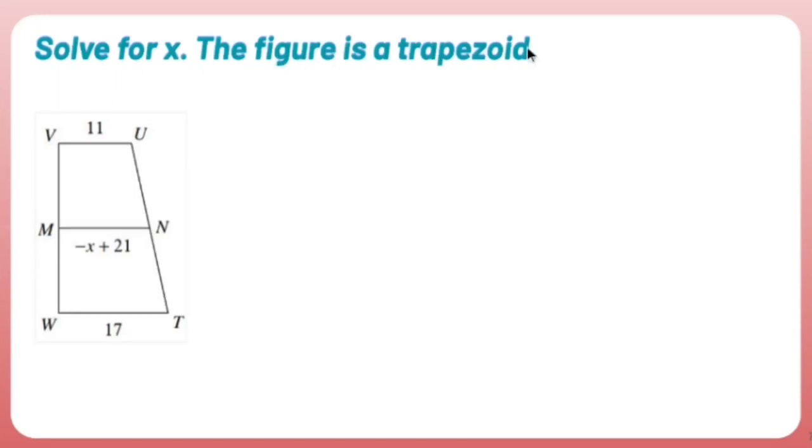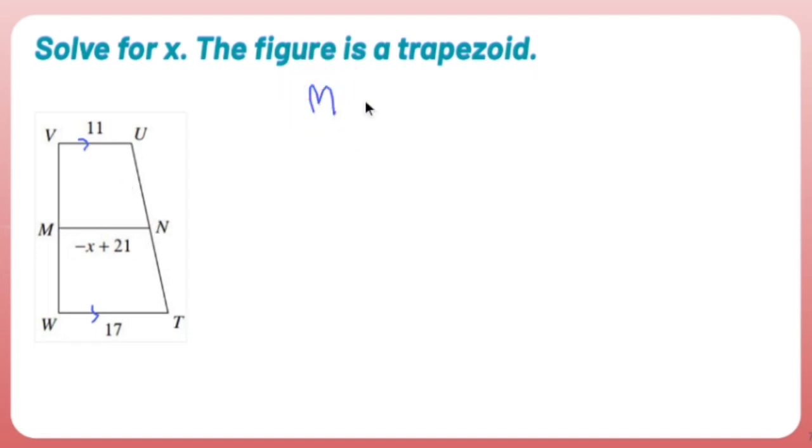Solve for x, the figure is a trapezoid. All right, what I have here is a median. The median is basically exactly what it sounds like. It's the middle part of a trapezoid or a parallelogram or whatever quadrilateral that you're dealing with. So if this is a trapezoid, we have two parallel sides. Doesn't mean that they're congruent. They're just parallel. But this is the median, which means it's directly in the middle.